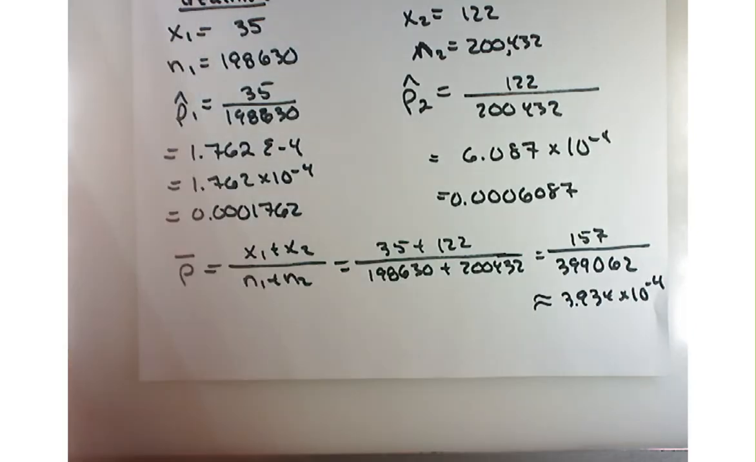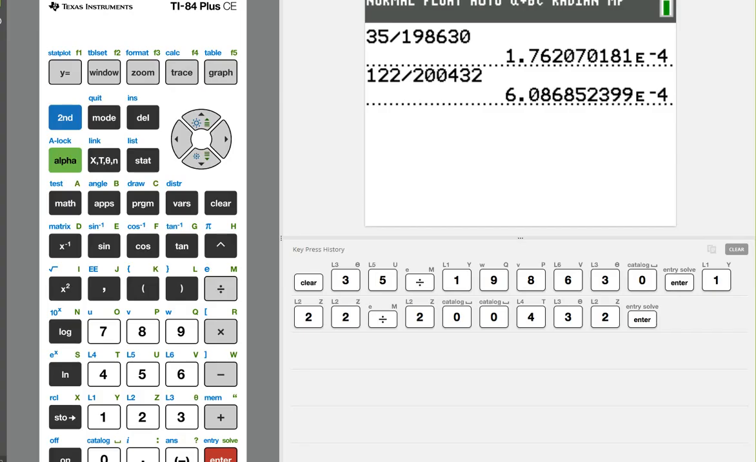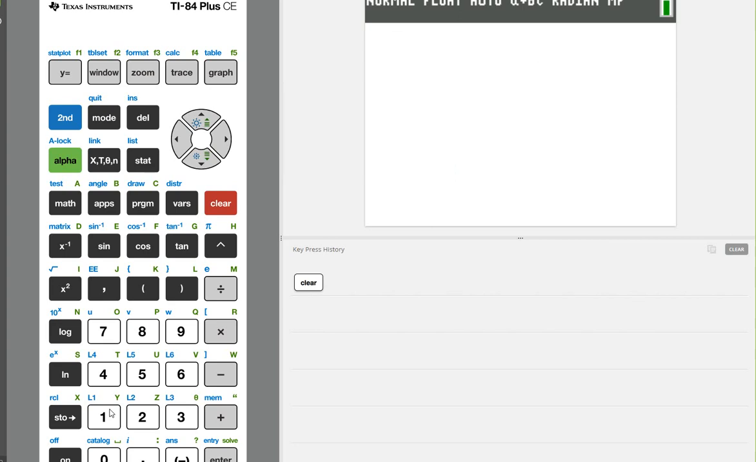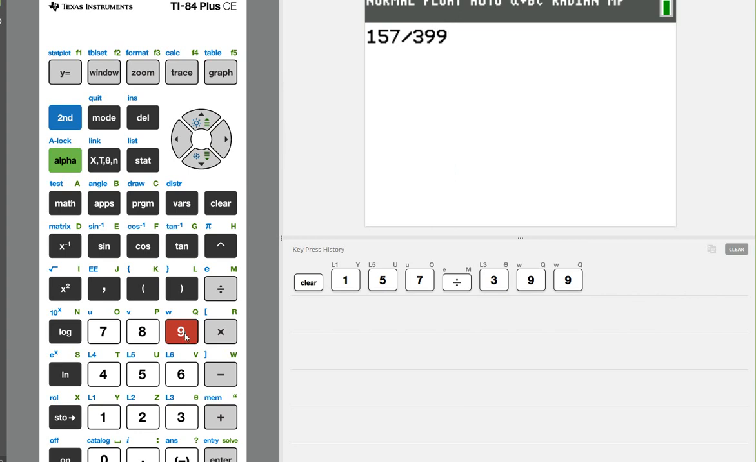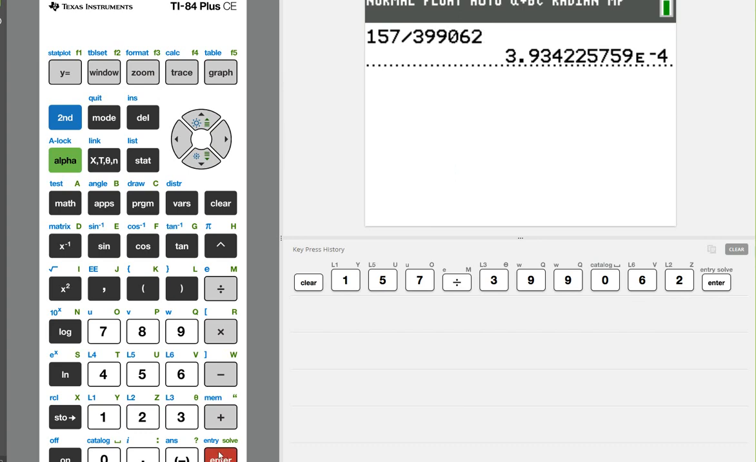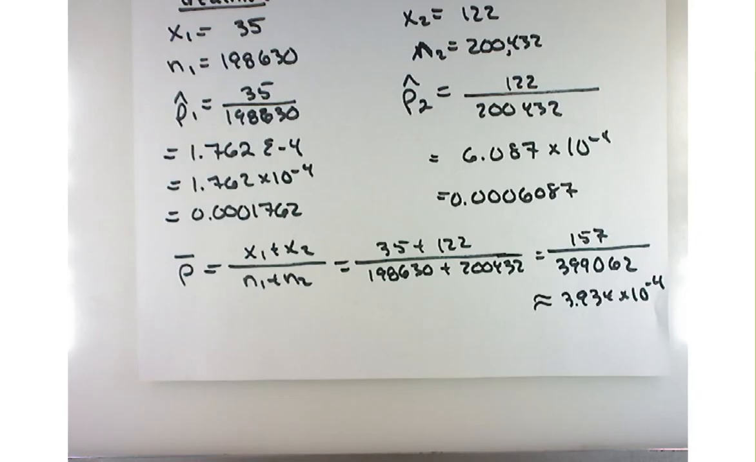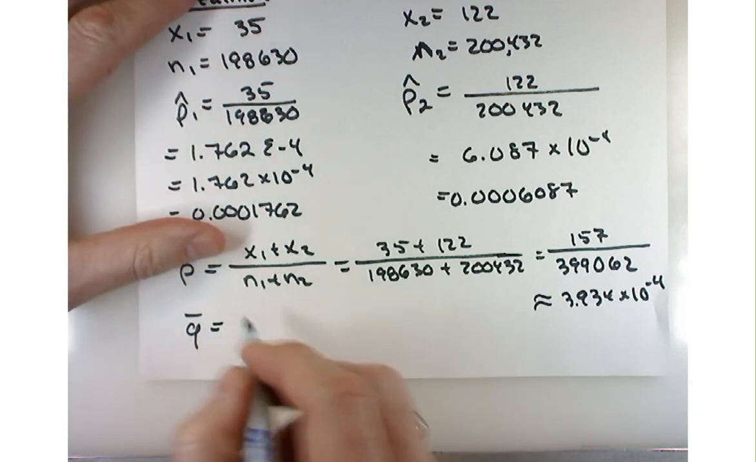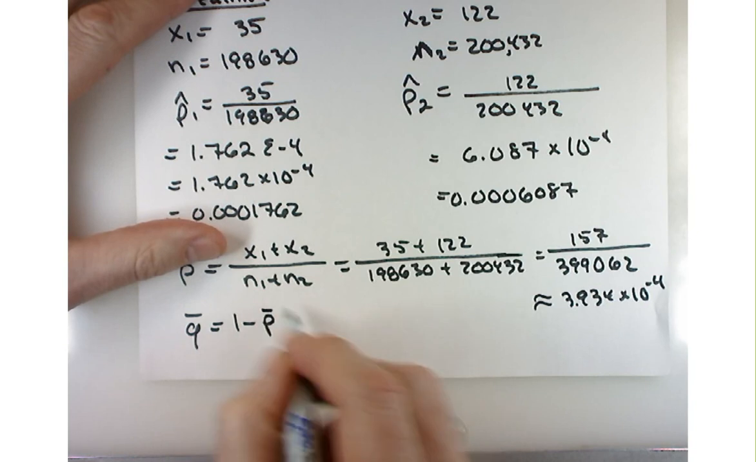So this is P bar. And let me calculate that on my calculator. So let's clear this out and this out. So I've got 157 divided by 399,062. All right, so 3.934. How do you think I'm going to get Q bar? 1 minus. Yeah, it's going to be 1 minus P bar.